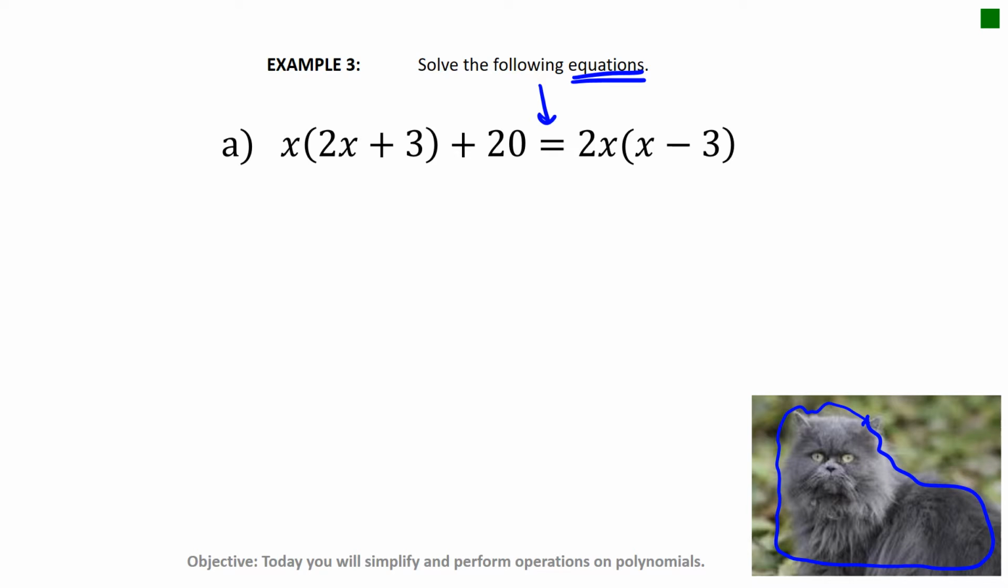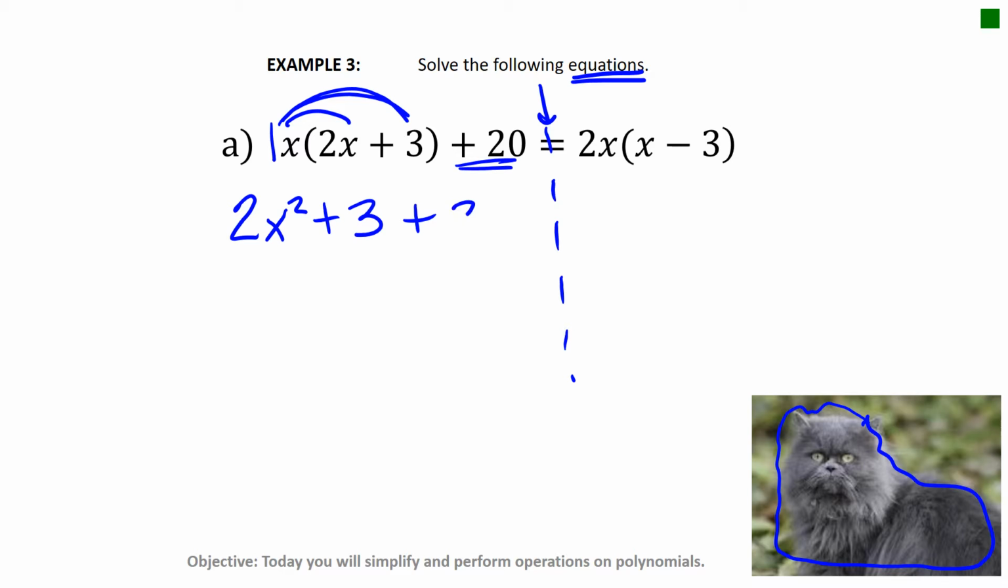All right, I'm going to separate. I'm not even going to look at that side. Over here on the left-hand side, I've got the distributive property. So 1x times 2x is 2x squared. And 1x times 3 is plus 3. Then I've got a plus 20 over here. Now I'm going to go over here and I'm going to look at the left-hand side. So now I'm not looking at this. I've got the distributive property. So 2x times x is 2x squared. And 2x times -3 is -6x.